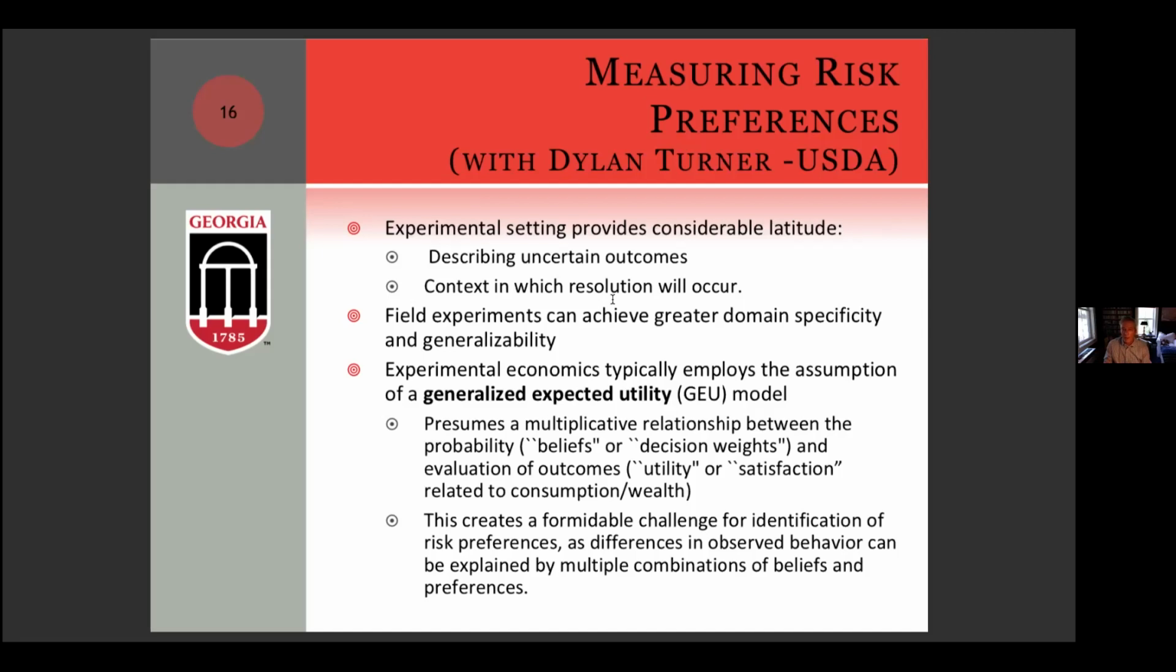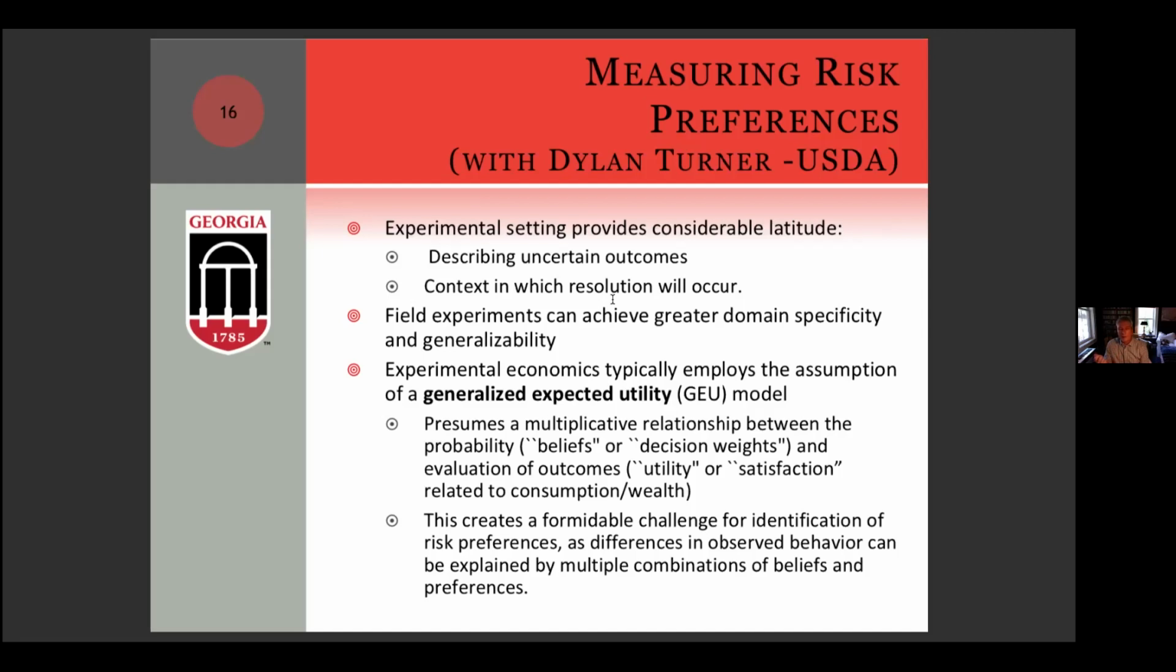And I also want the random outcomes that people are gambling over to be related to the risk that we're measuring. So that's what I'm going to present here. We're going to use a survey to do an experiment to measure risk preferences in the field, and it's going to be related to weather risk and flood insurance.